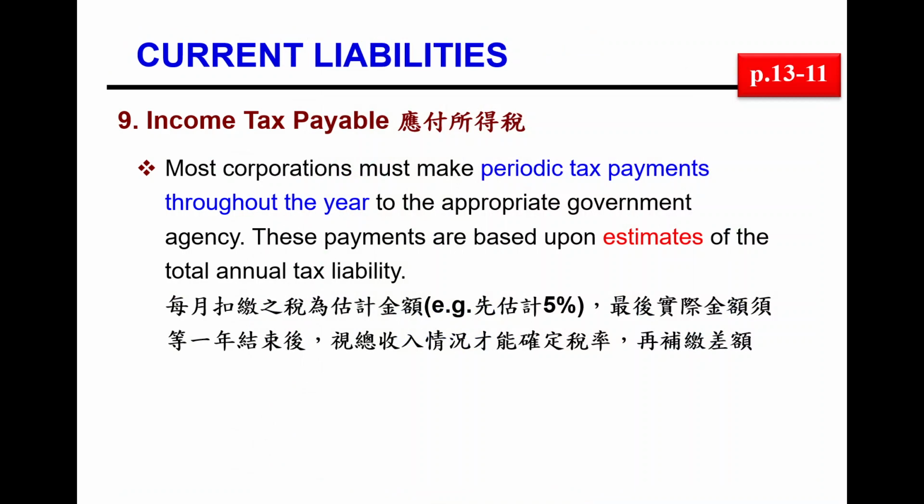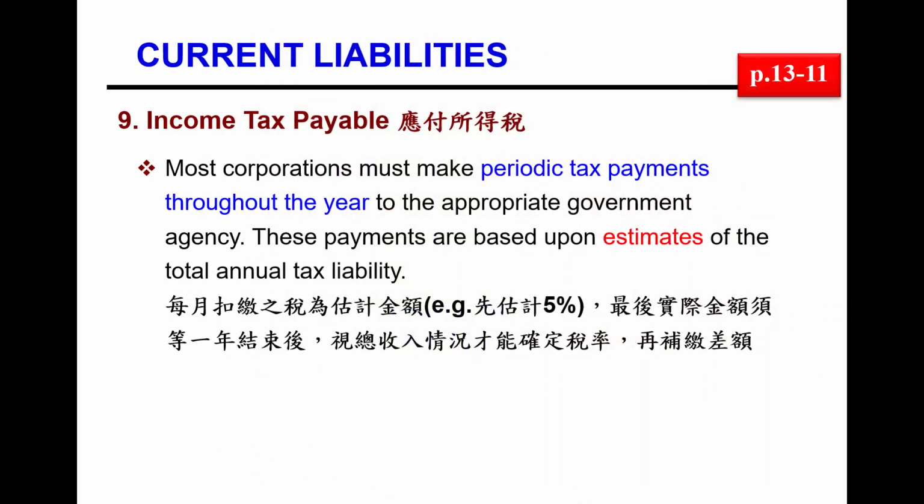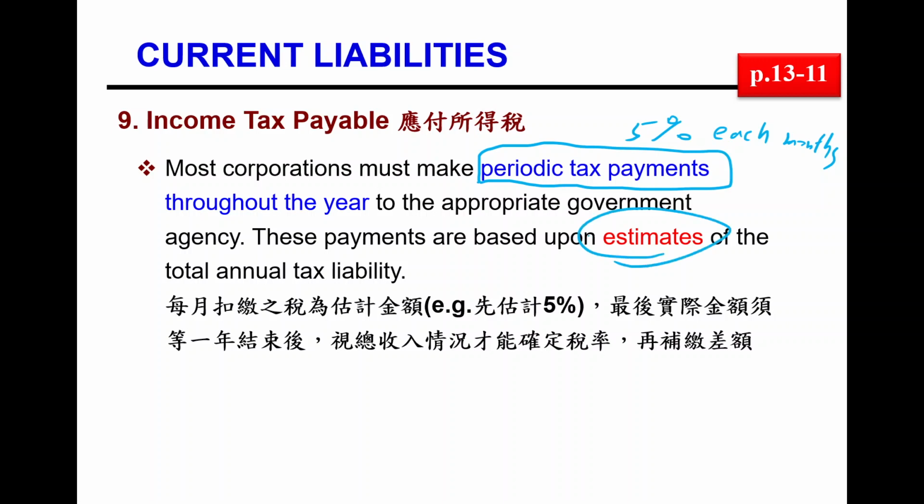OK, so let's look at this slide 42. We talk about this case. So what kind of situation? We use the case on slide 41 to tell you 42. So periodic tax payable. Periodic tax payment means that 5% you have to pay each month. Okay, and its estimate is not exact, right? Why? Because the actual tax rate you have to wait for the whole year. It depends on the whole year's annual income to find out your actual tax rate.